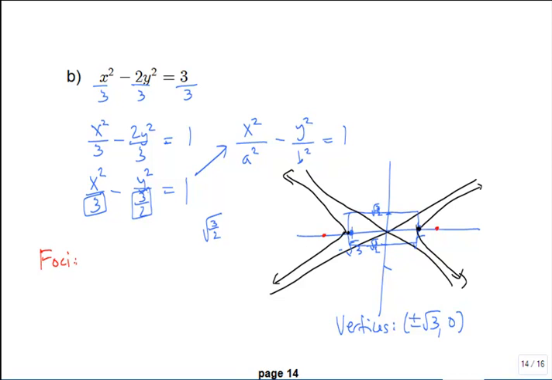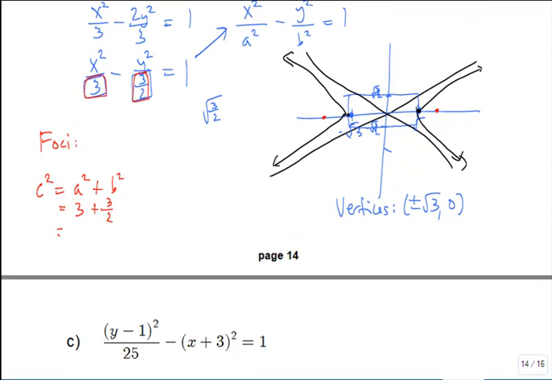So to get the foci, we need to know what c is. So c squared, remember, is a squared plus b squared, or this number plus this number. So 3 plus 3 halves. And if I get a common denominator there of 2, 3 is 6 halves, plus 3 halves makes 9 halves. And if I take the square root of that, that's going to be the square root of 9, which is 3, over the square root of 2. And if you wanted to rationalize, that's 3 root 2 over 2. So this would be 3 root 2 over 2, and this would be negative 3 root 2 over 2.